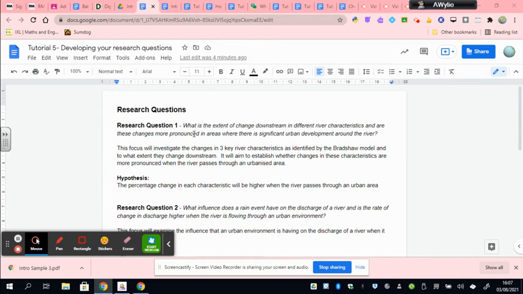All of these should be linked to your aim. How does the river change? Why is the river changing? And it should all have something to do with the role of the urban environment. And you should never stray away when you're framing a research question from what you're actually aiming to achieve.